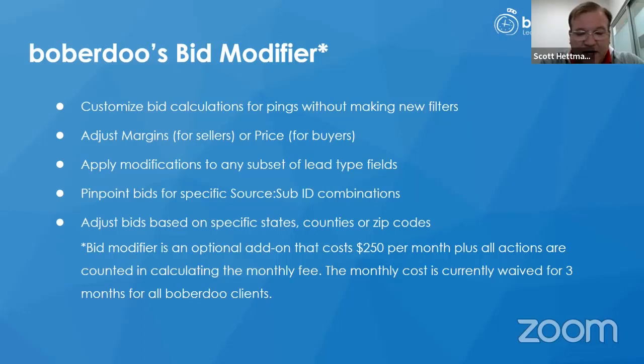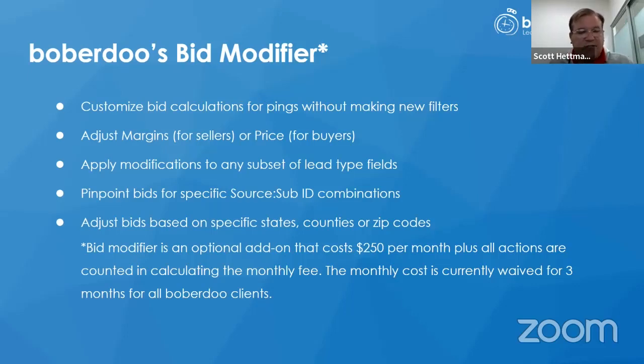The bid modifier is an optional add-on. There is an additional flat cost of $250 per month, and incoming actions are counted towards your monthly fee. We are currently, as of the time of this video, waiving that monthly cost for boberdoo clients so that you can get it set up and tested, so you won't be counted for those incoming actions.